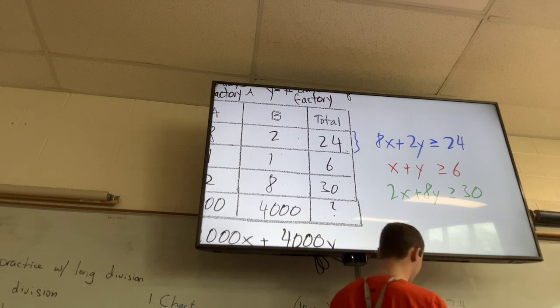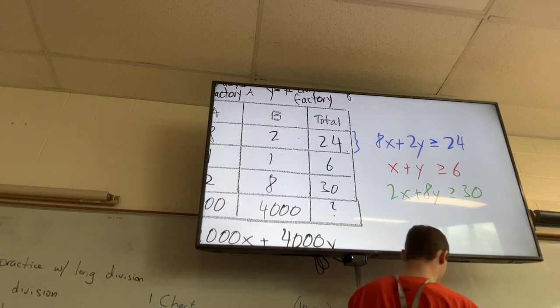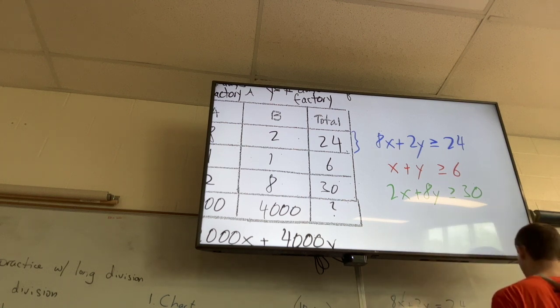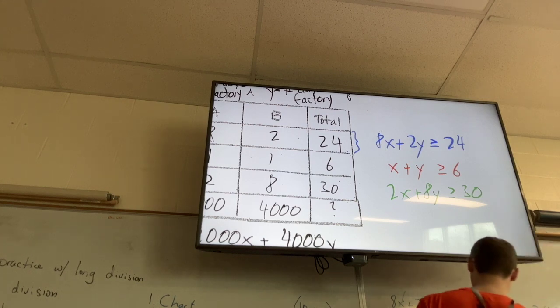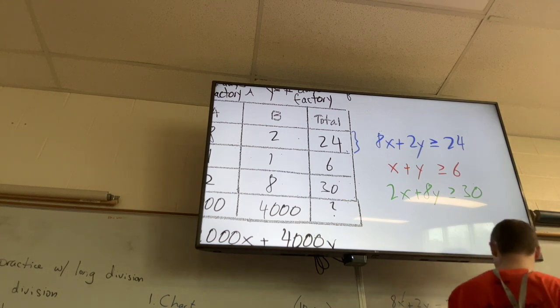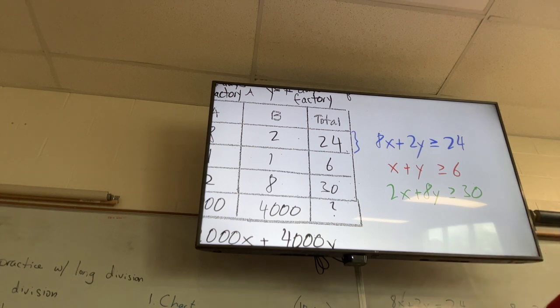What's my x equal to then? So 8x plus 2 times 3.2 equals 24. That's solved by x equals 2.2. Thank you, Allie Catherine. Okay, so one of our possible solutions, I'm going to keep a running list, is 2.2 comma 3.2.